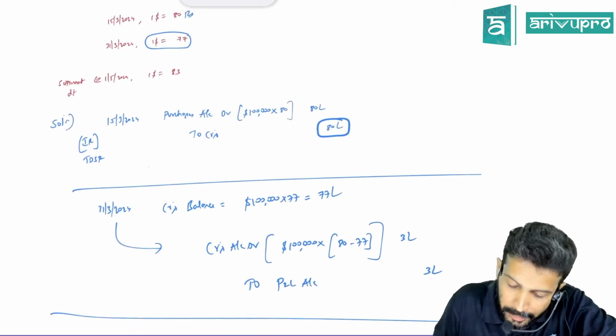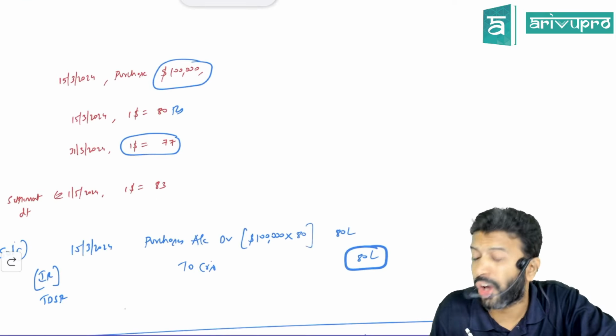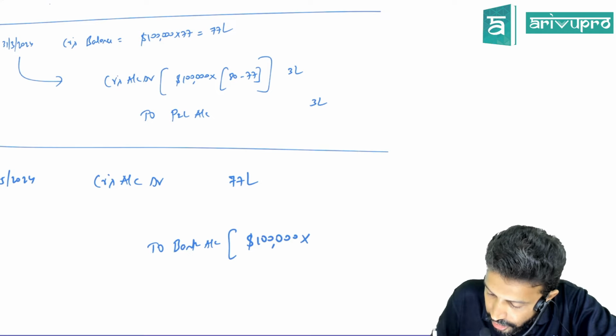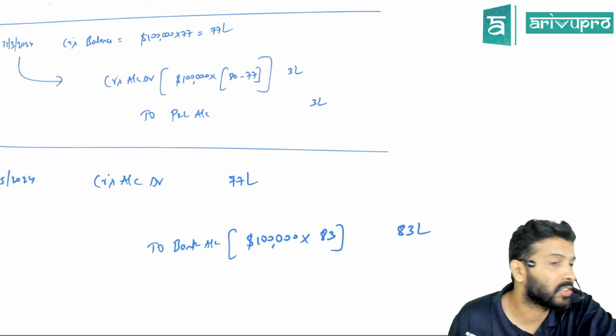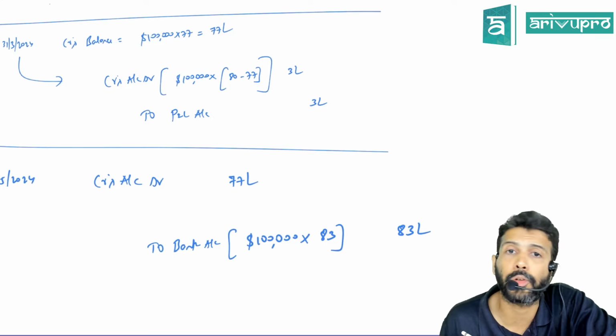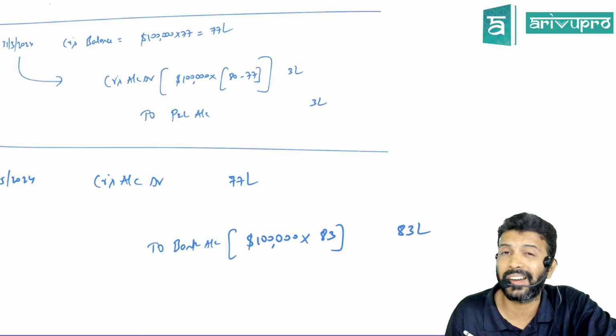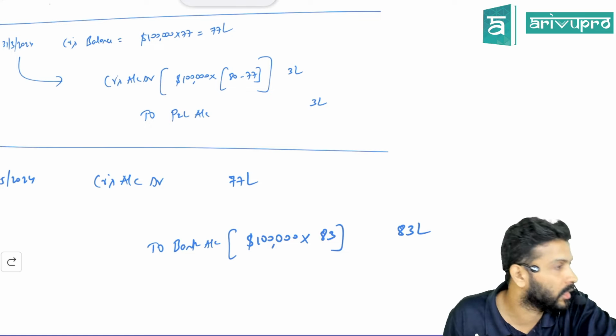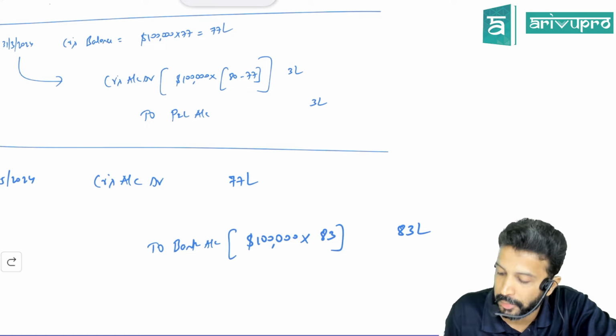No. On the settlement date, what is the exchange rate, sir? $1 is equal to 83 rupees. So on $1 you have to pay 83 rupees. $1 lakh is how much, sir? 83 lakh rupees. That means how much money will eventually go from your bank account? 83 lakh Indian rupees will go away. You thought you will pay 77 till 31st March, but eventually that payment came out to be 83 lakh.